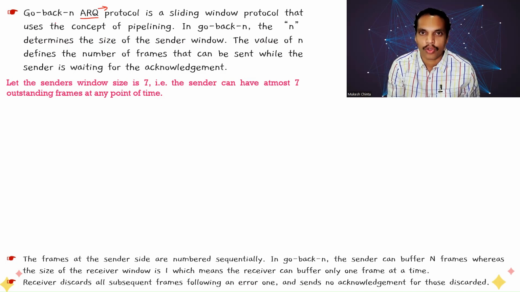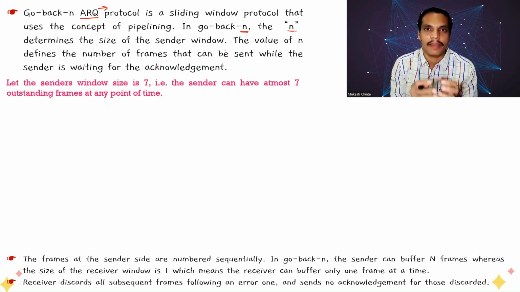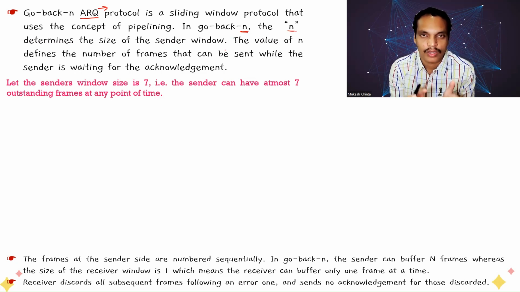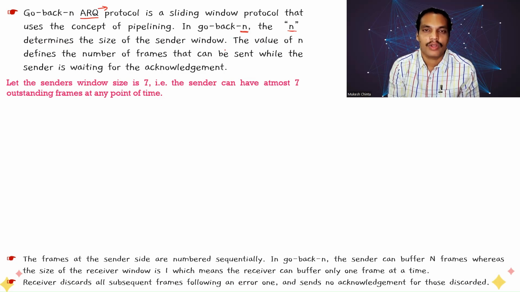We study the first protocol which uses pipelining, called Go-Back-N sliding window protocol. In this particular protocol, what is this N? This N determines the size of the sender's window. I explained to you in the earlier video that the size of the sender's window is nothing but the number of buffers at the sender. That means how many frames the sender can keep in memory. That is what we call the sender's window: the number of frames the sender can send at a given point of time. How many outstanding frames it can have is equal to the size of the sender's window.